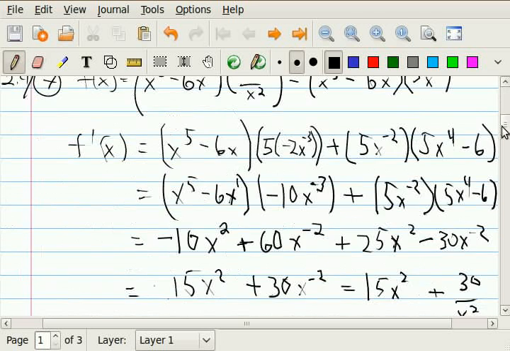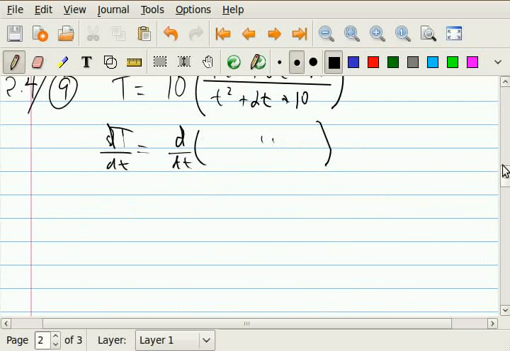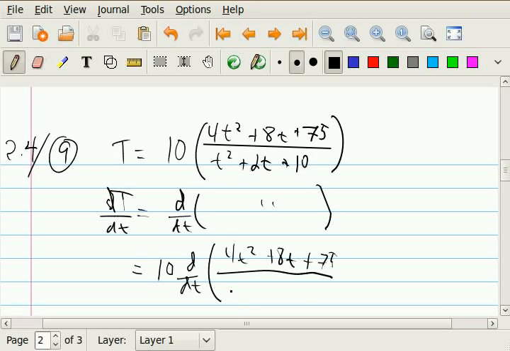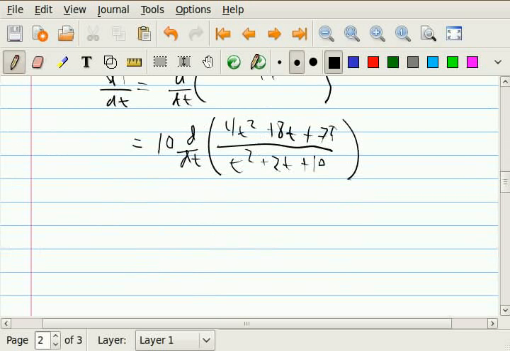Okay, and actually, despite looking pretty complicated, this problem isn't too bad. I mean, the actual derivatives you have to compute aren't too bad. So the first thing is I have to take the derivative of this entire expression, including the 10. Okay, 10 times all this. But constants factor out, so I can bring that 10 outside, and then that leaves me with the 4t squared plus 8t plus 75 over t squared plus 2t plus 10.